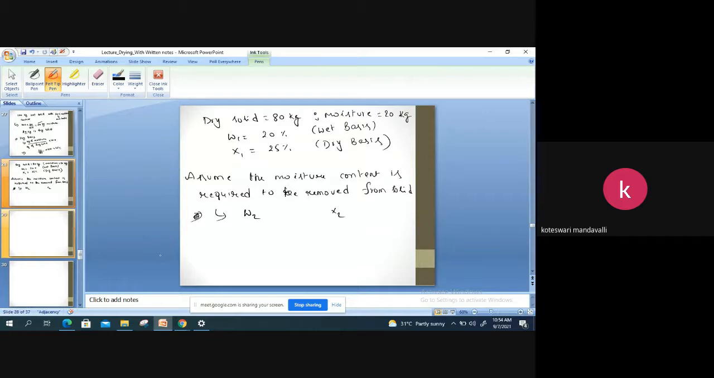That means the same moisture content only. If you are representing it on a wet basis, it is w2, and if you are representing it on a dry basis, it is x2. Now you have these values after removing moisture content. Now how to calculate the amount of moisture removed? What is the amount of moisture removed?